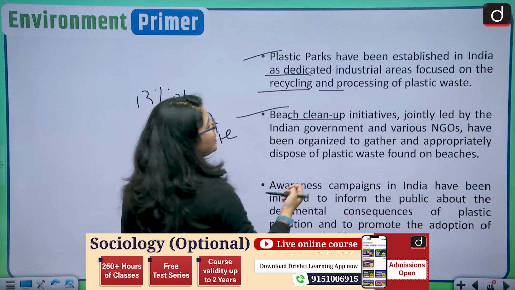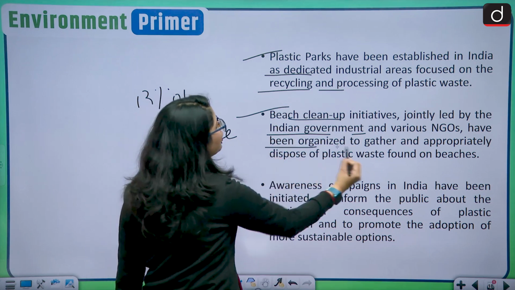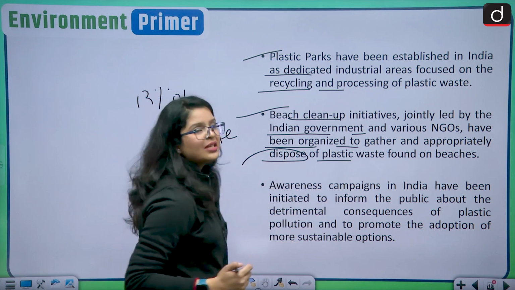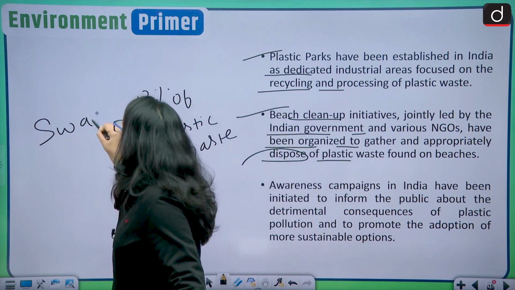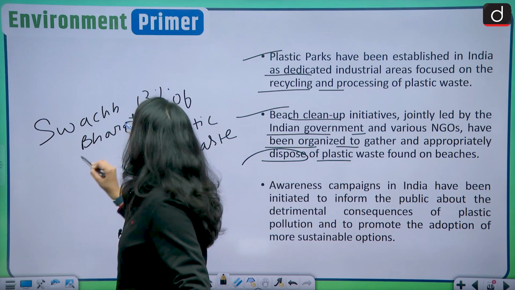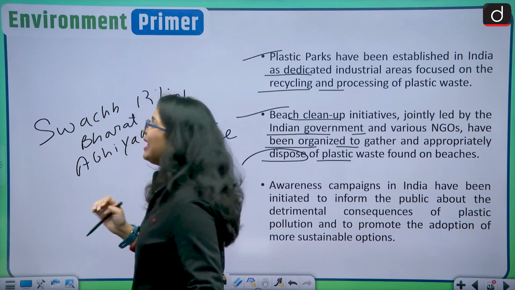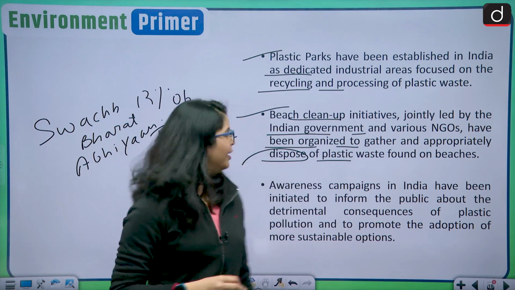Beach cleanup initiatives jointly led by the Indian government and various NGOs have been organized to gather and appropriately dispose of plastic waste found on the beaches. In fact, India also runs the Swachh Bharat Abhiyan, and this also focuses on ending the plastic pollution in India.